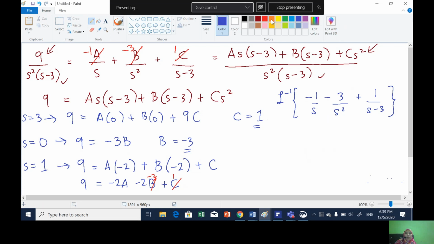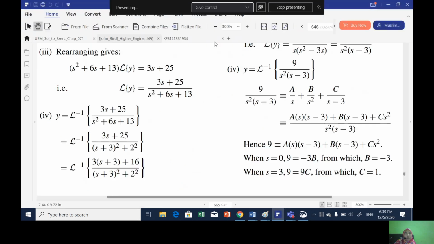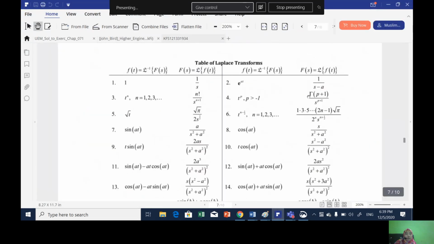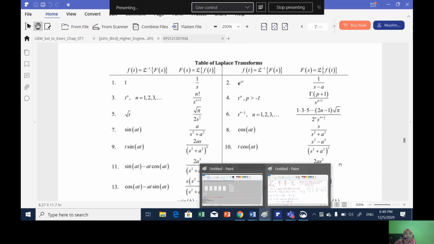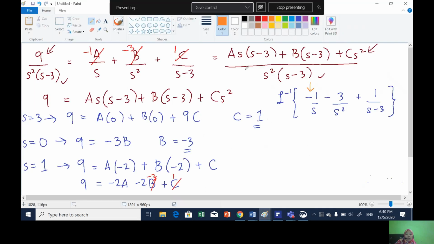Now refer to the 3 partial fractions here. The Laplace transform for this part can be checked in the Laplace table. It goes to this number 1, but there's a negative, so you can take out the negative. So 1 over s, the inverse will be 1. So I can write down that this part is negative 1.